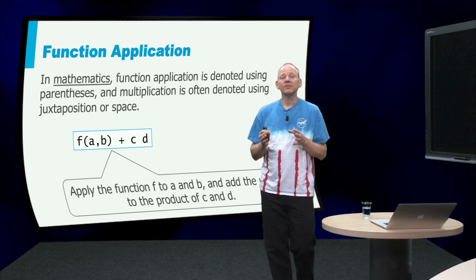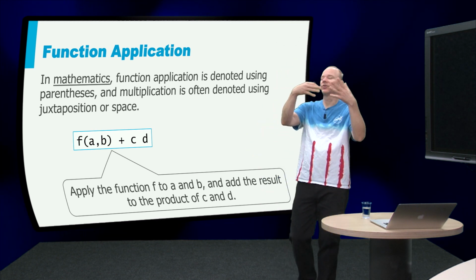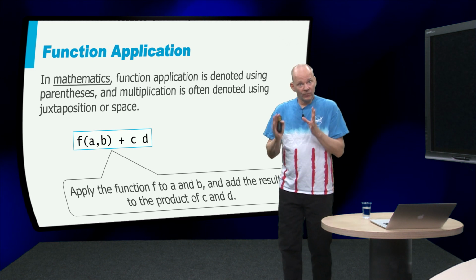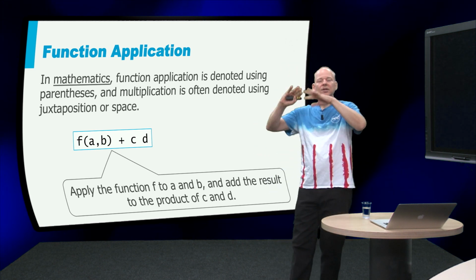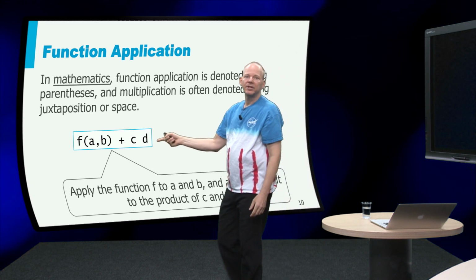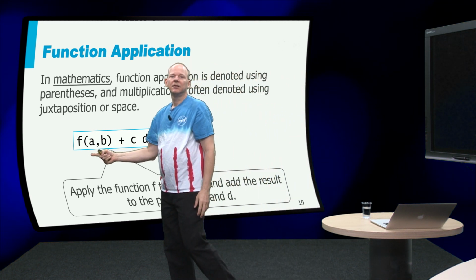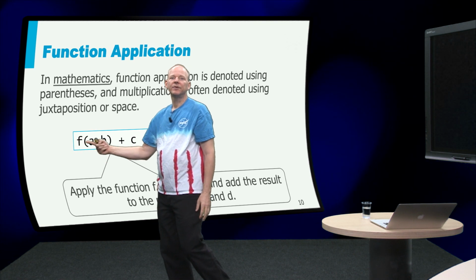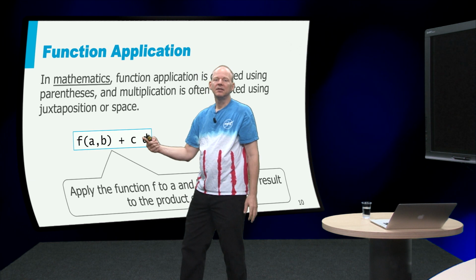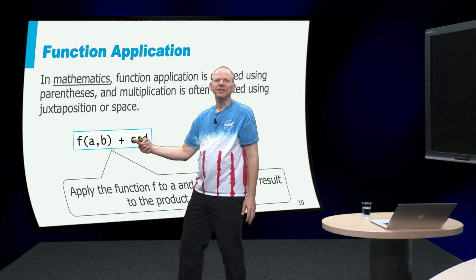In mathematics, the kind that you do in school or college when you take analysis, when you apply a function to an argument, you always use parentheses. So in this case, this is applying the function f to the arguments a and b, and then adding c space d.